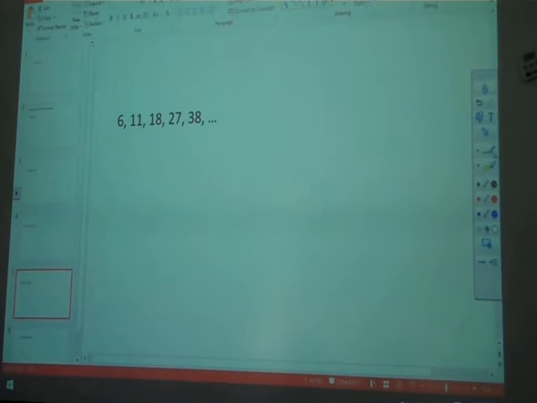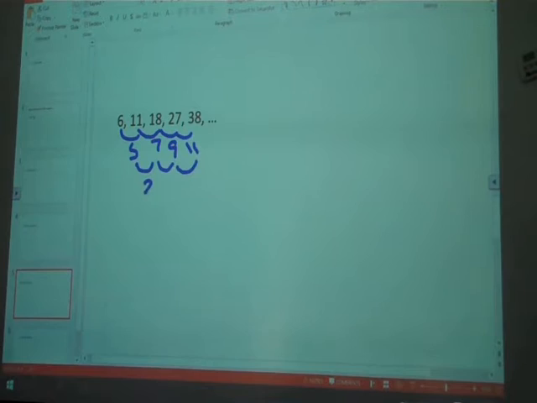Okay, what does it go up in? What does 6 to 11 go up in? 5. What about 11 to 18? 7. And then 9 and then 11. So when you can see that it's going up consistently, you can find your second difference, which is 2. So whatever your second difference is, you half that, and that's your coefficient of n squared. So half of 2 is 1, so I know that my sequence is going to have an n squared in it. Happy with that? I'm going to write n squared.